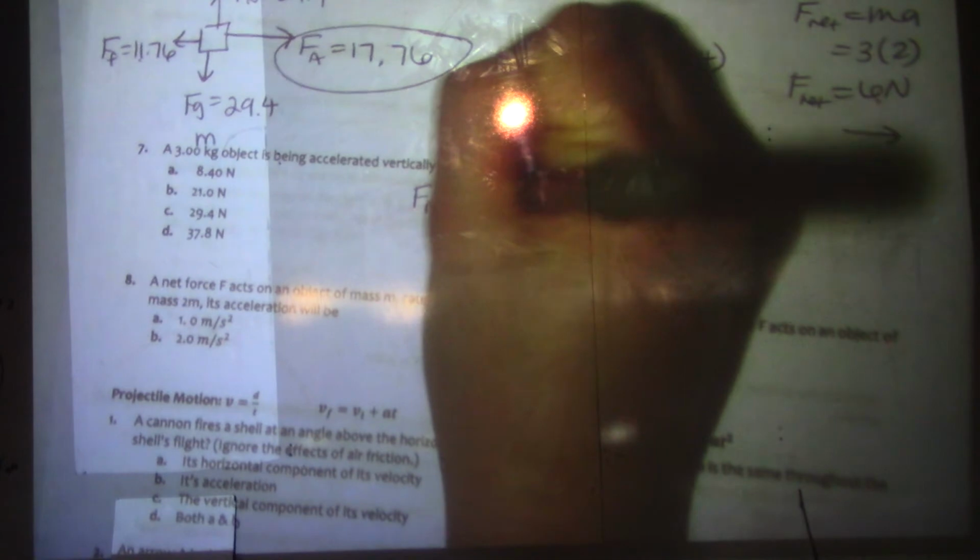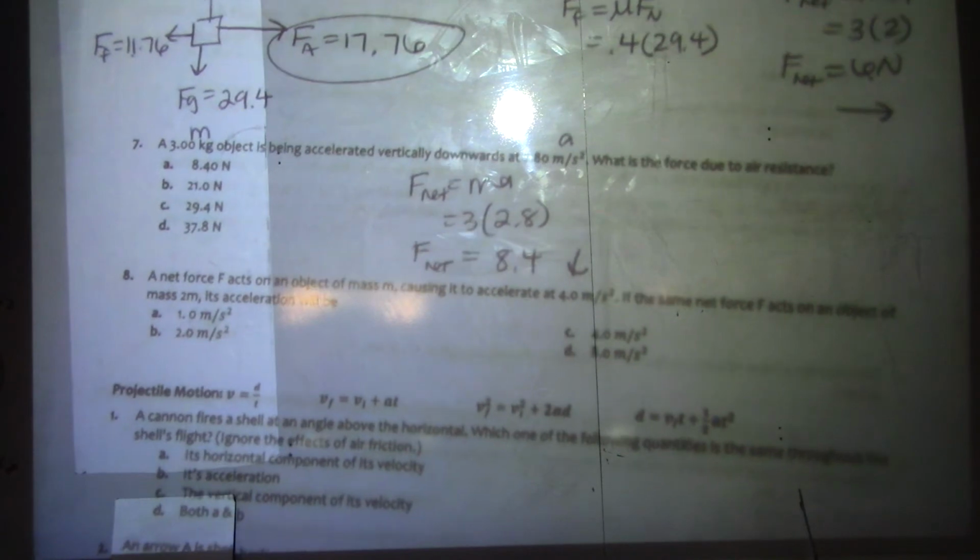Here I have mass, I've got acceleration, so I'm looking for Fnet equals ma. That's 3 times 2.8. That gives me a net force of 8.4. That acceleration is down, so my net force is 8.4 down. Now that's not what I asked for, right? I asked for the force of air resistance for something falling.